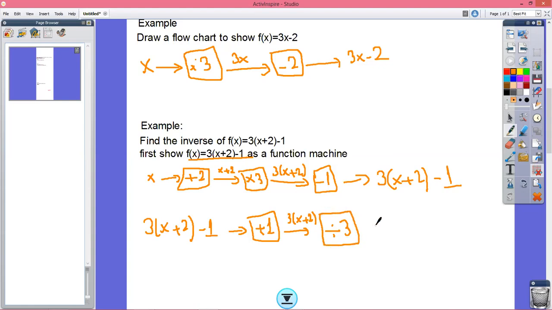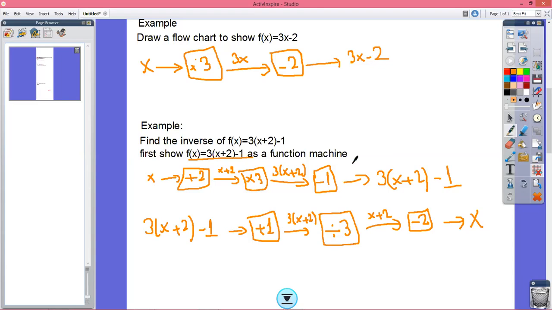Now what do we have? x plus 2 is left. Now what do we need to do? Minus 2. Let's do minus 2. What did we get after minus 2? At the end, we got x. Now, how did we find it? We found it with the function machine working in this backward direction.